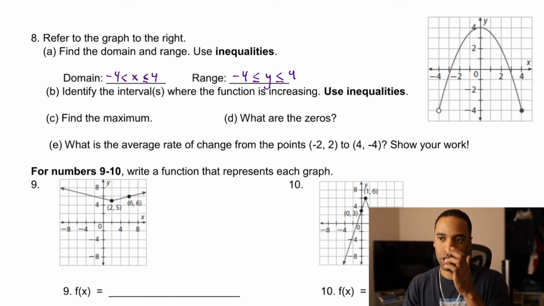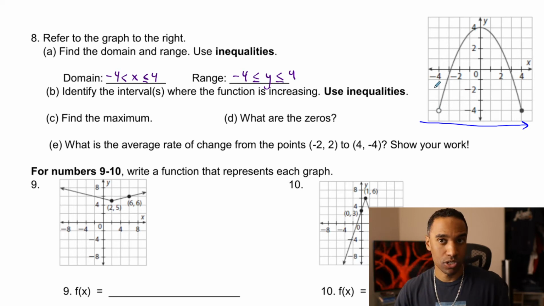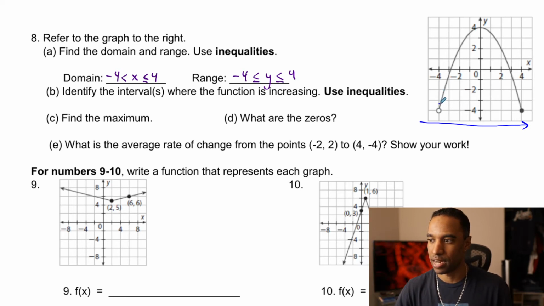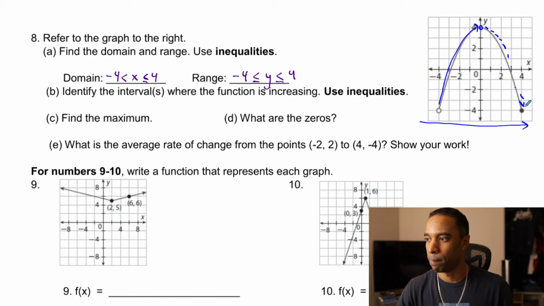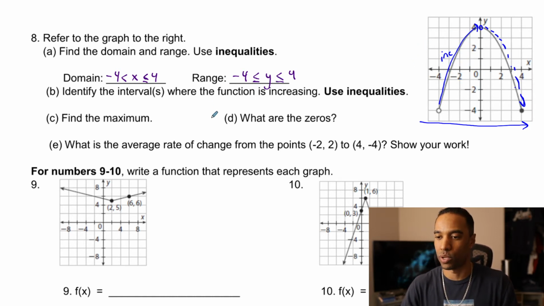All right, identify the intervals where the function is increasing. Use inequalities. So we're talking about as x goes forever, when is y increasing? At -4, it's not increasing yet. It hasn't started yet. It's increasing here, here. And then it hits 4, it's neither increasing nor decreasing. And then it decreases here all the way to 4. So the only time when it's increasing is when it goes from -4 on x to 0 on x. -4 to 0 is the increasing area right here. That's when y is going up as we go to the right.